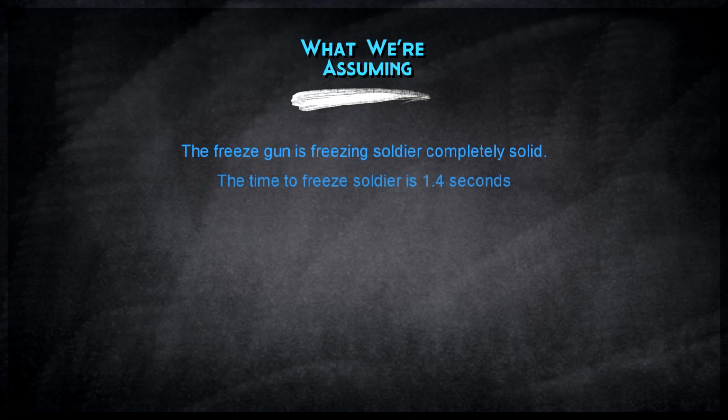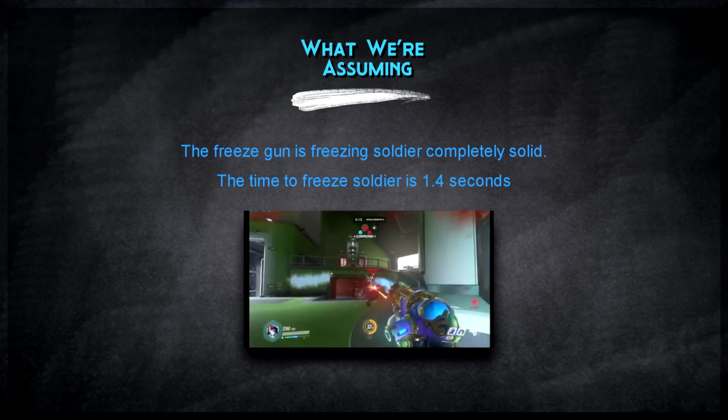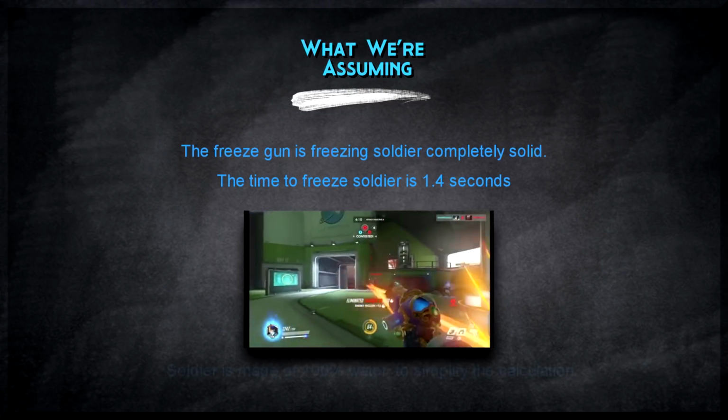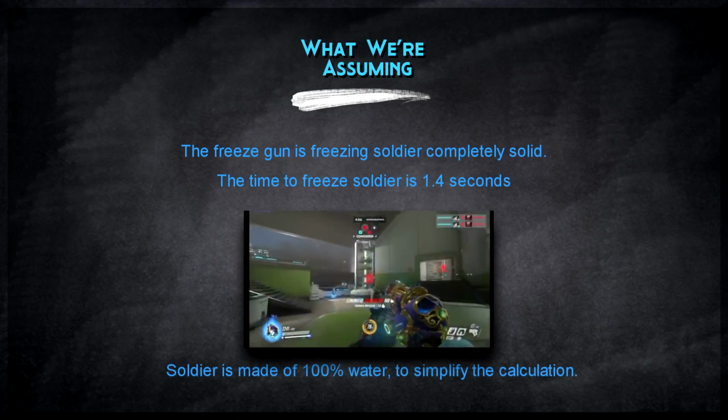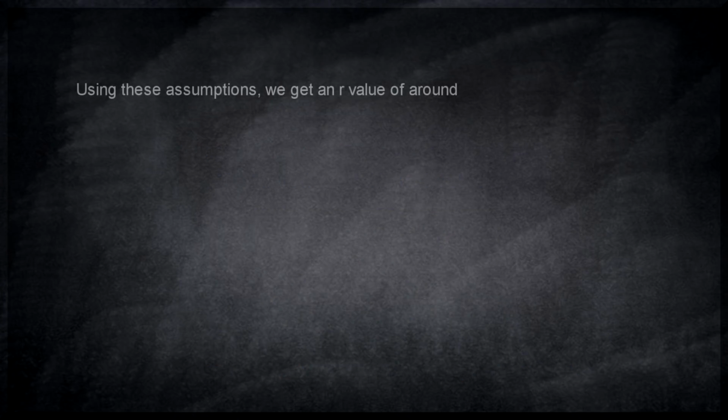We're assuming that the freeze gun is freezing the soldier completely solid, and we're assuming the time to freeze the soldier is 1.4 seconds, as that's the time I calculated from an average of several freezings I conducted in-game. We're also assuming the soldier is made of 100% water to simplify the calculation. Using these assumptions, we get an R value of around 1.57 times 10 to the negative fifth.